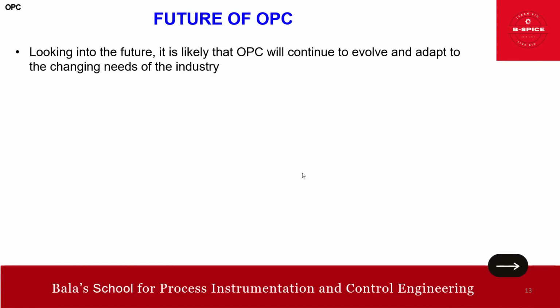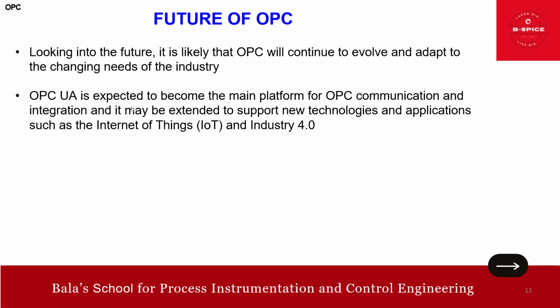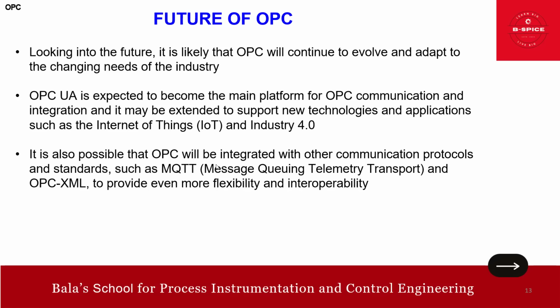Looking into the future, it is likely that OPC will continue to evolve and adapt to the changing needs of the industry. OPC UA is expected to become the main platform for OPC communication and integration, and it may be extended to support new technologies and applications such as the Internet of Things, IoT, and Industry 4.0. It is also possible that OPC will be integrated with communication protocols and standards such as MQTT, Message Queuing Telemetry Transport, and also OPC XML to provide even more flexibility and interoperability.